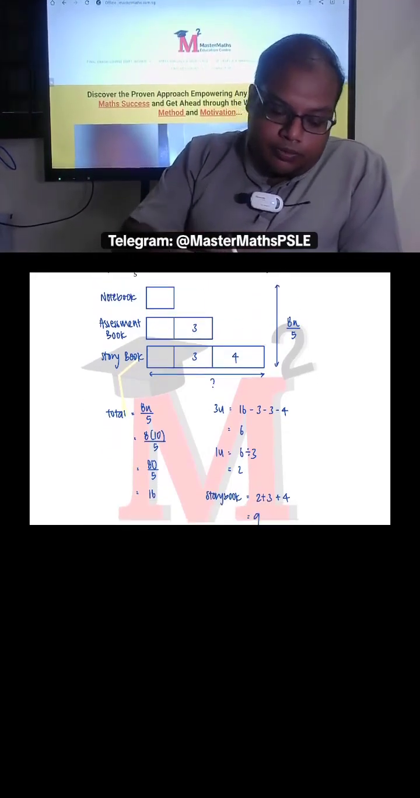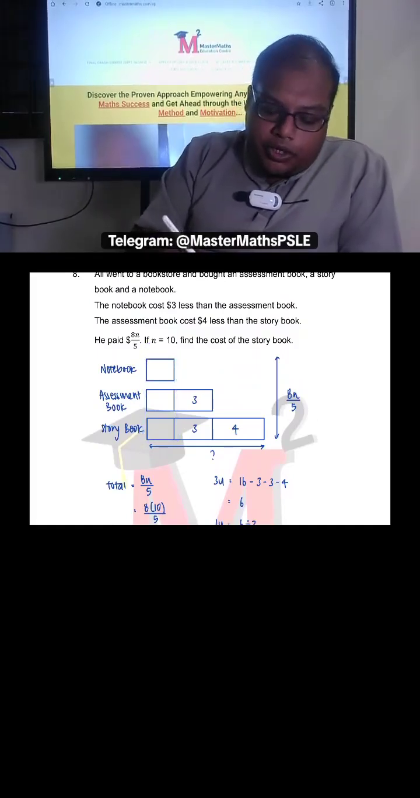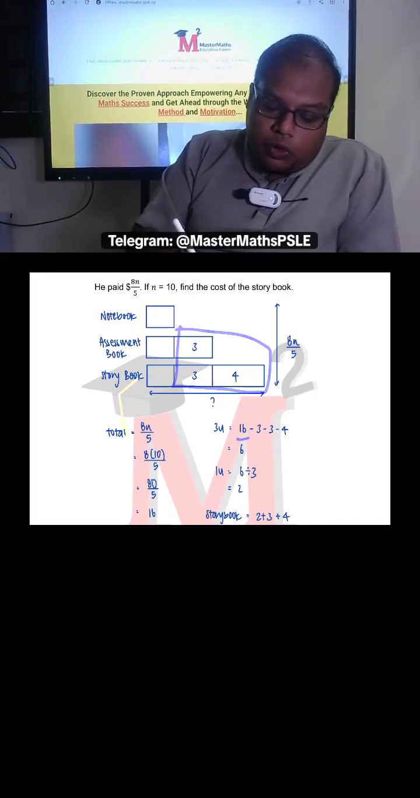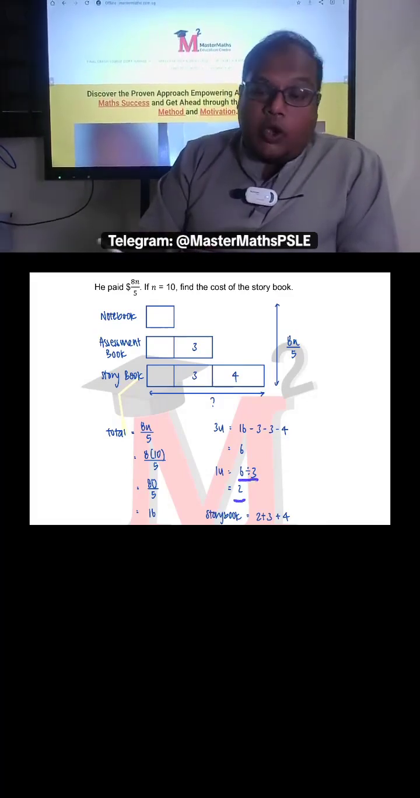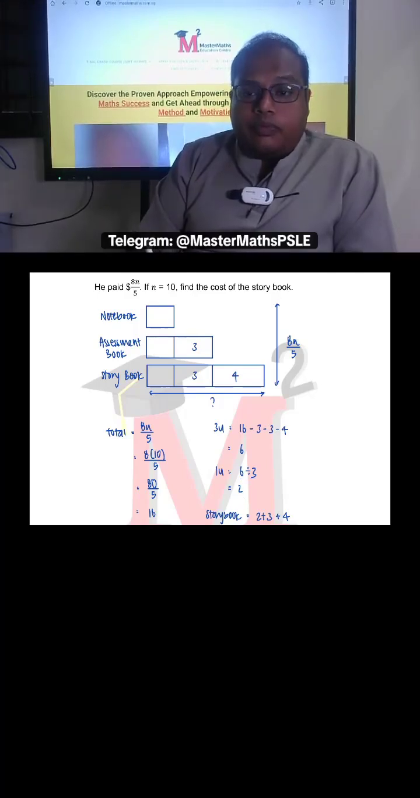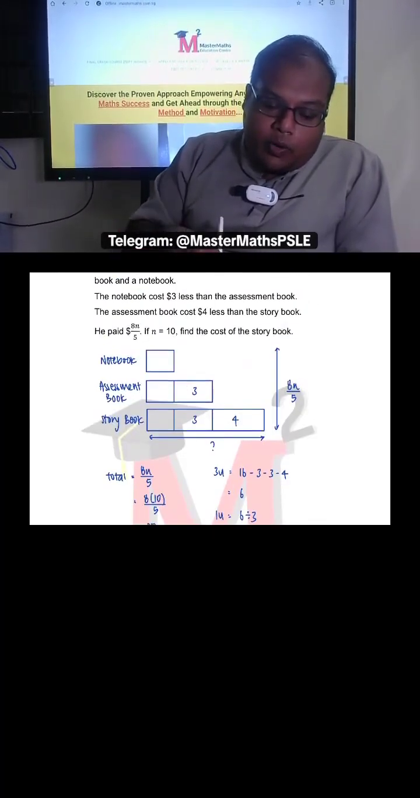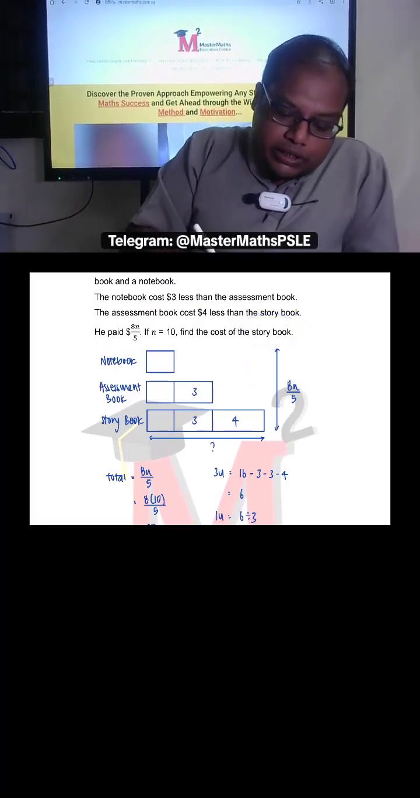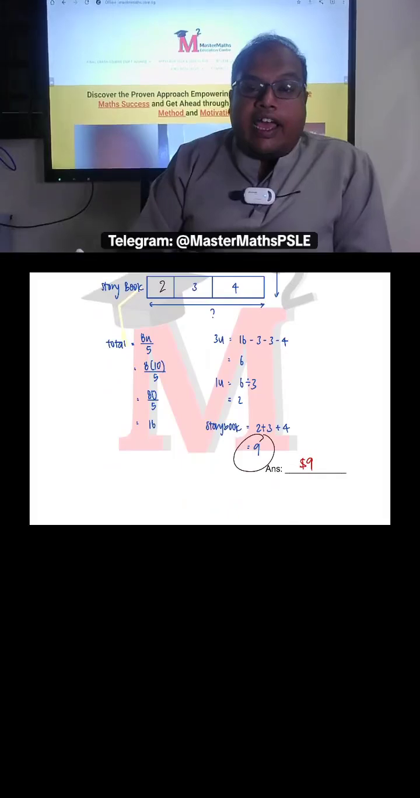So this is your 3 units, right? So your 3 units is 16. I take away these 3, 3 and 4. So minus 3, minus 3, minus 4. And I got 6. Then I solve for my 1 unit. By doing 6 divided by 3, I got a 2. So what I do with this 2? The question is asking you to find the cost of the storybook, right? So where is the 2? The 2 is actually here. So I just 2 plus 3 plus 4 equals to 9.